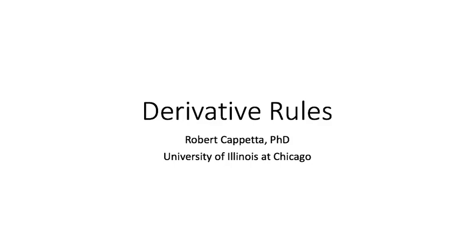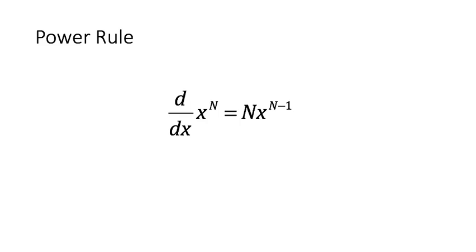This is Bob Capetta from the University of Illinois at Chicago, and this lesson is on derivative rules. So earlier we did the definition of the derivative. These will be some shortcut rules that will get us answers faster.